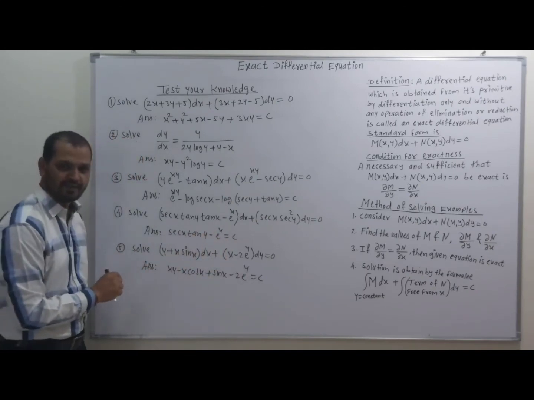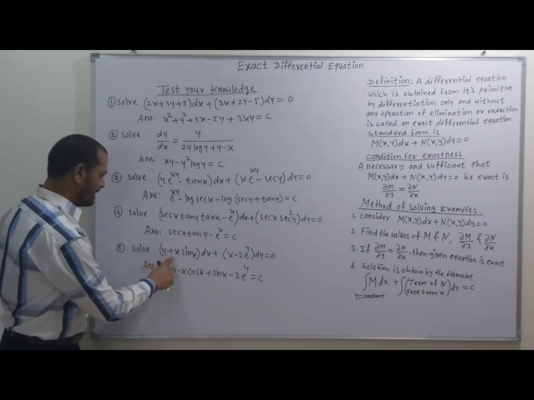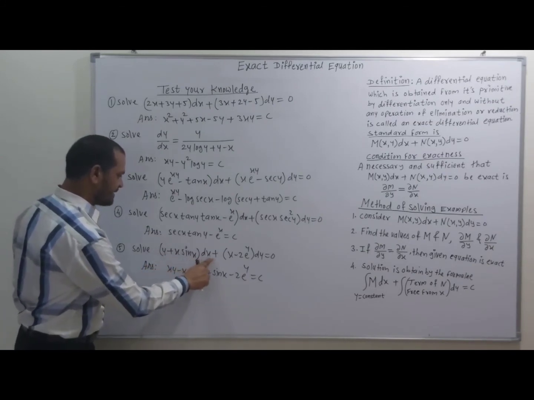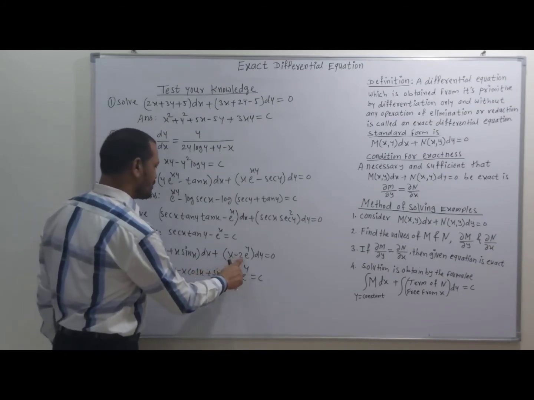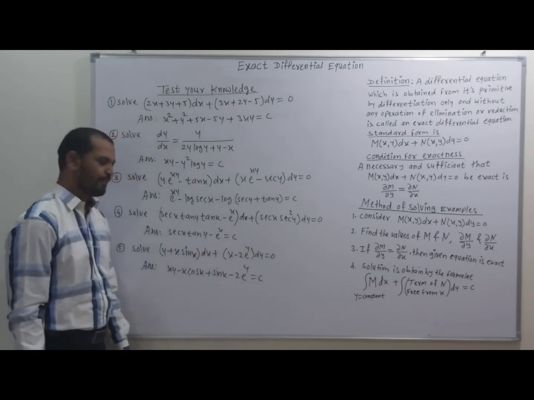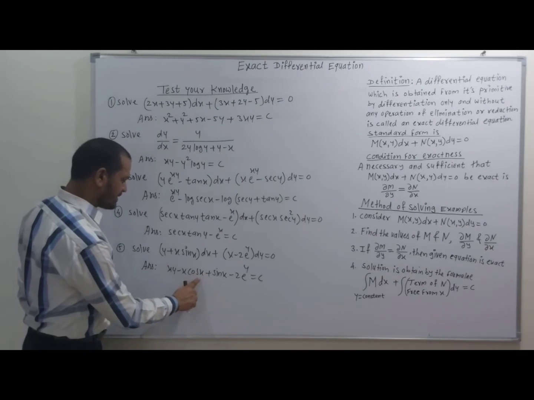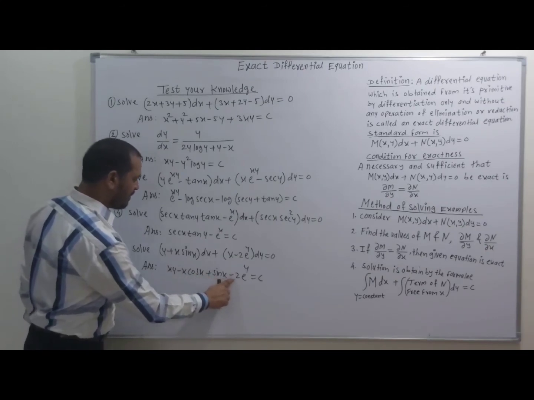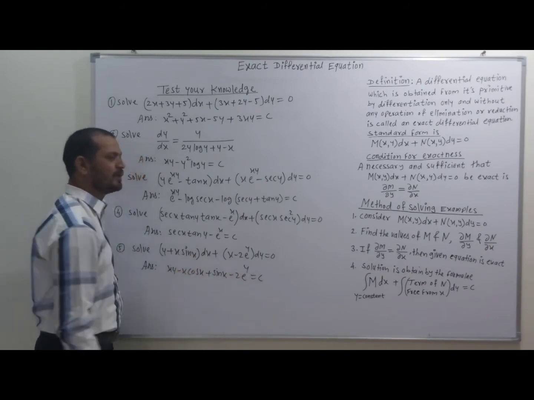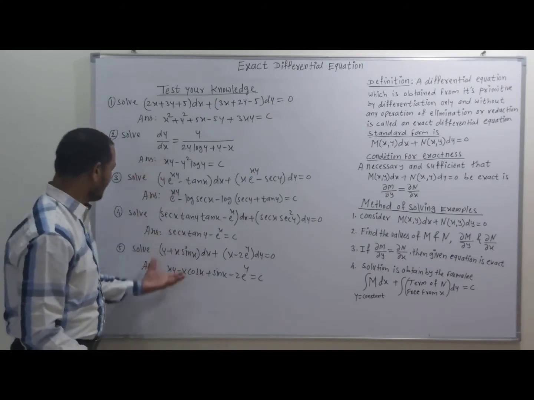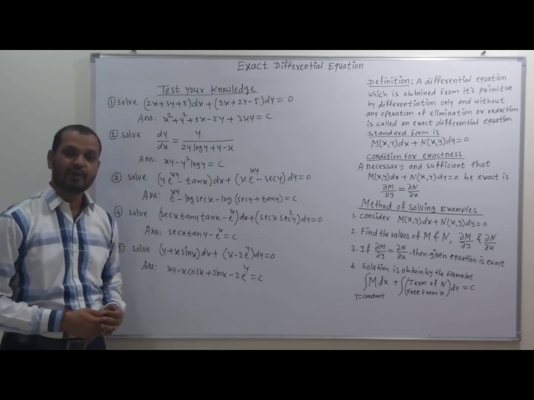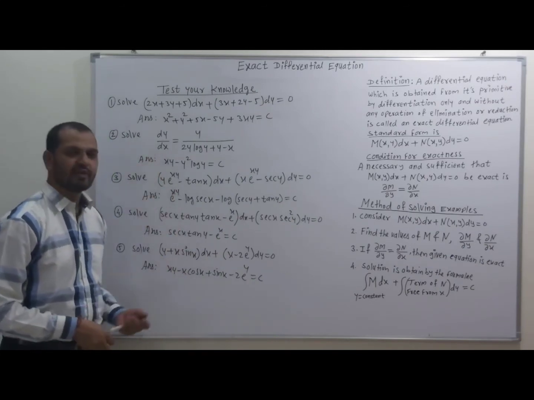And the fifth example is: solve (y plus x sin x) dx plus (x minus 2 e raised to y) dy is equal to 0. And the answer is xy minus x cos x plus sin x minus 2 e raised to y equal to c. So these are the 5 examples which are given for your practice purpose. Solve all these 5 examples.